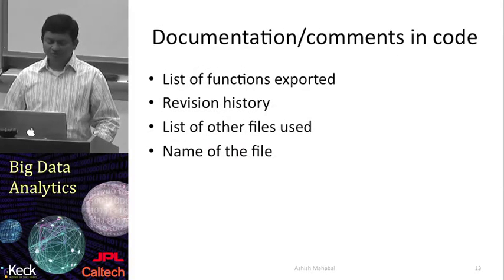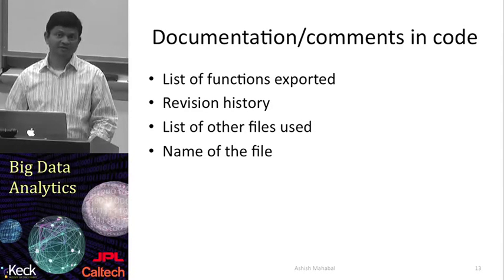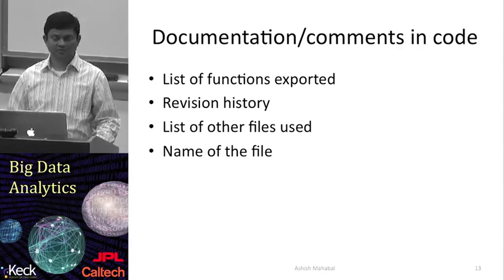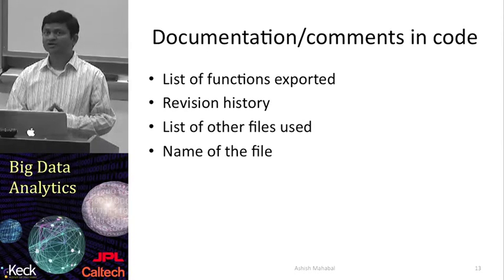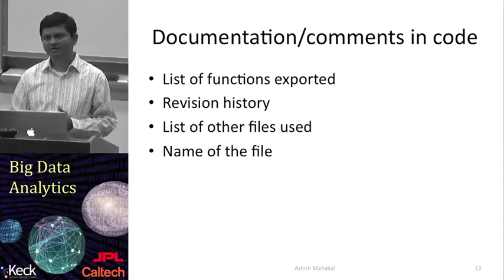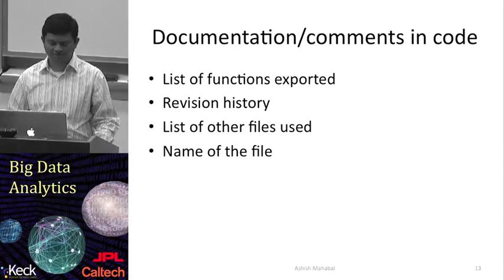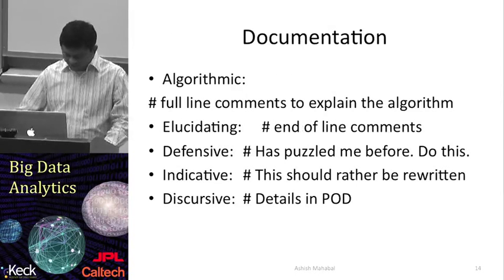So what kind of comments or what kind of documentation can go into the comments? So you can have a list of functions that are being exported. You can have the revision history, when and how has the program changed. Remember in the first part we talked about source control. The source control will keep tab of your comments, but you can also have a set of comments in either a README file or in the program itself. You can list the other files that are being used by your program and the name of the file itself which has the program.